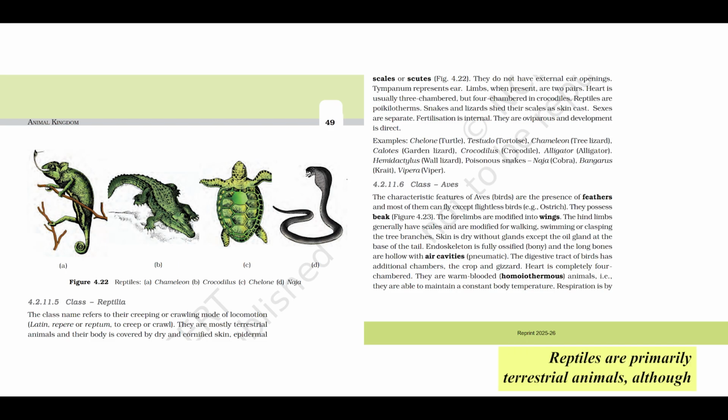Reptiles are primarily terrestrial animals, although many have adapted to aquatic or semi-aquatic life. Their major evolutionary success on land is largely due to adaptations that reduce water loss. The most significant is their skin. Their body is covered by dry and cornified skin, featuring epidermal scales or scutes, bony plates in some, like turtles and crocodiles. This tough, keratinized outer layer acts as a waterproof barrier, critically helping to prevent water loss by evaporation, enabling them to thrive even in arid environments where amphibians cannot survive.